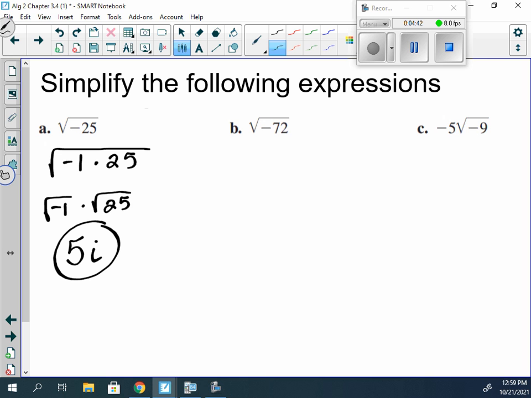Now, i won't always show up like this here with a curl. For imaginary numbers, when they deal with i, it's going to have that little curl at the bottom, or it's going to wear a hat.